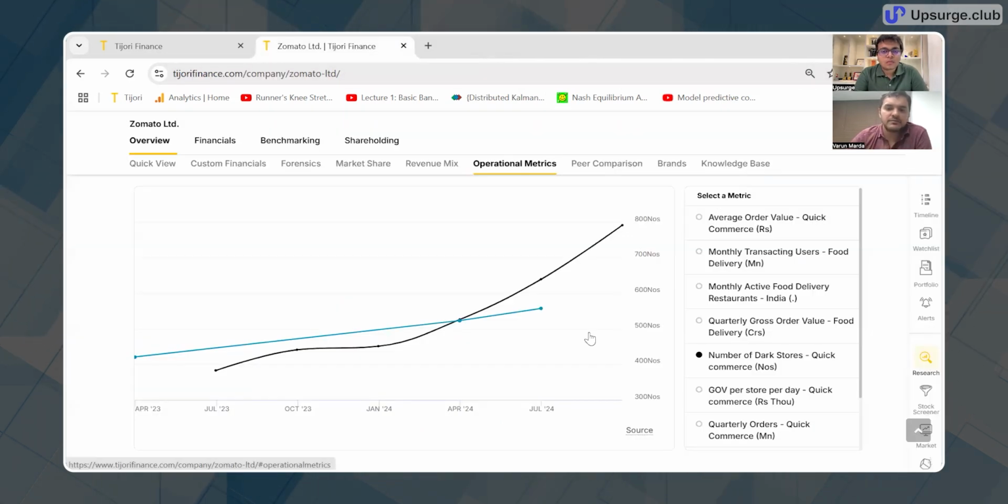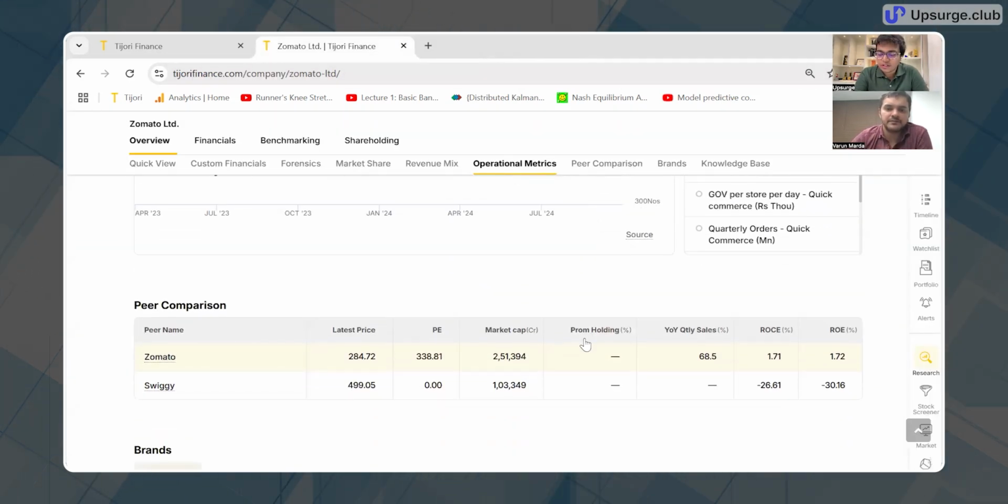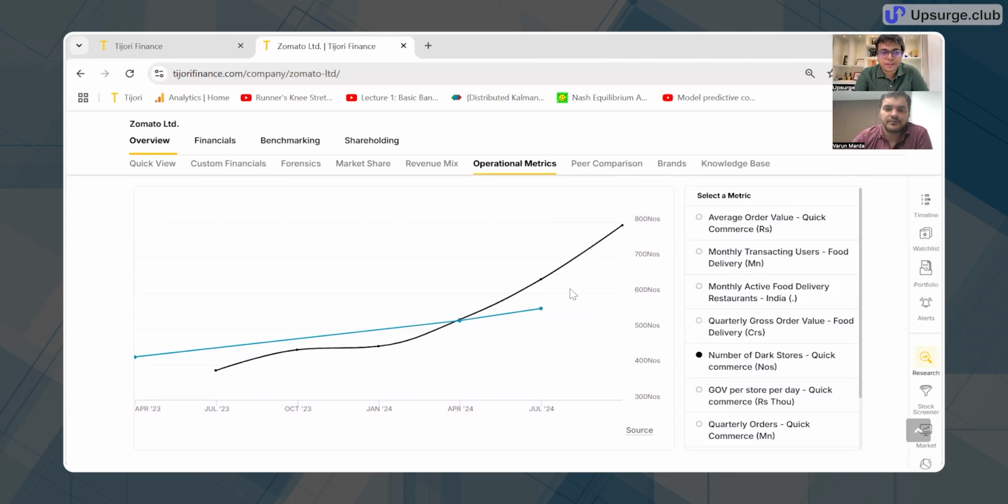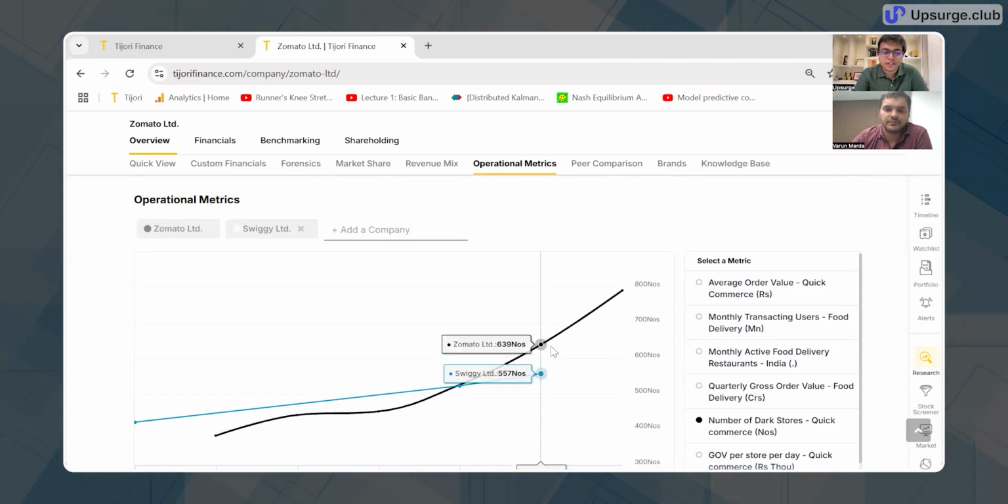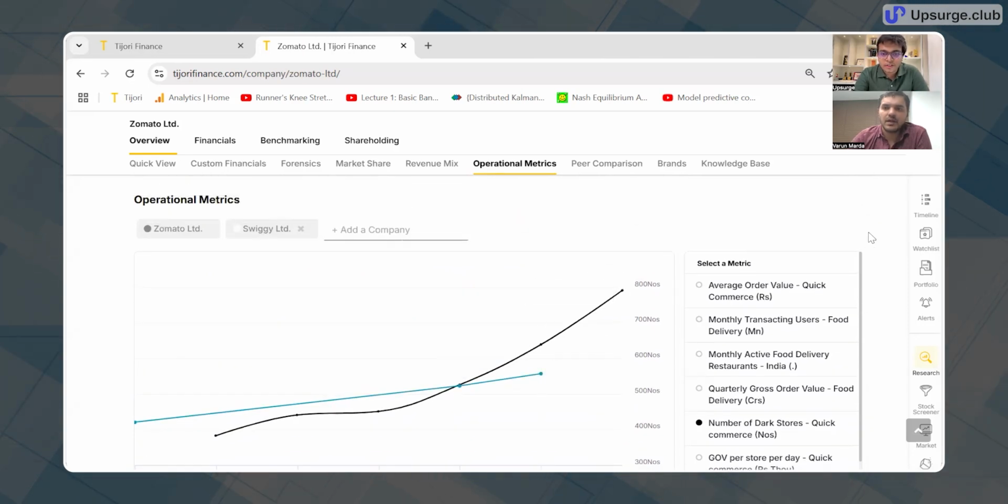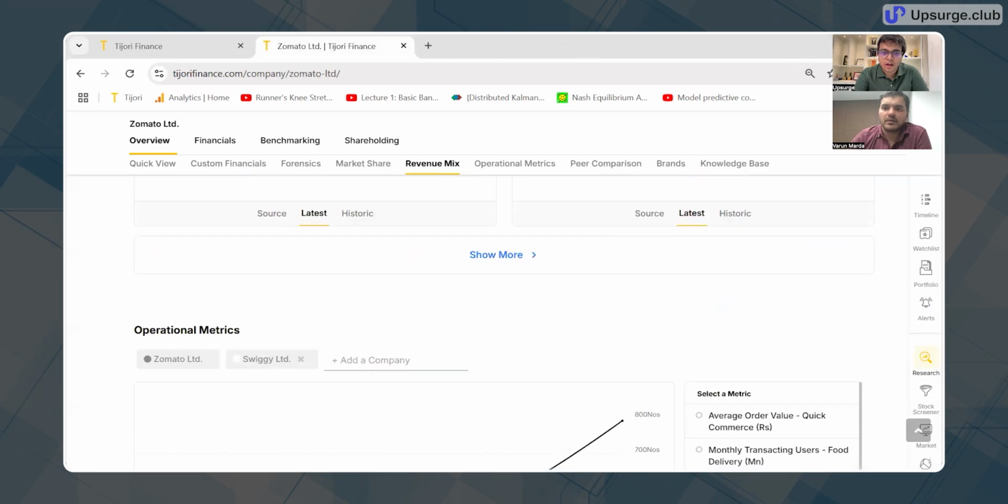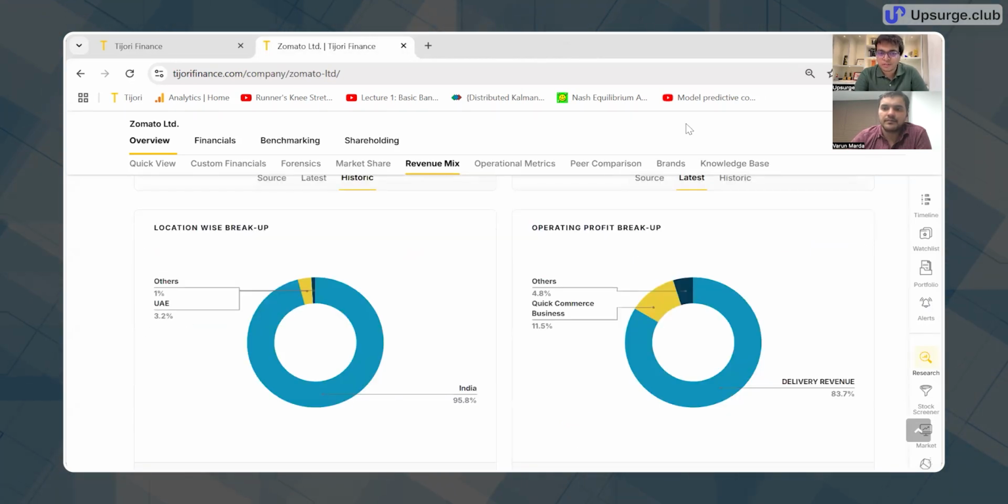Okay. Any questions? Just one thing, I'm very sure the operational metrics for different companies and different industries are different. While we are seeing for Zomato and Swiggy the average order value, monthly order value, and all these things, the moment I shift to a manufacturing company, it will be different. Right, let me show you an example.